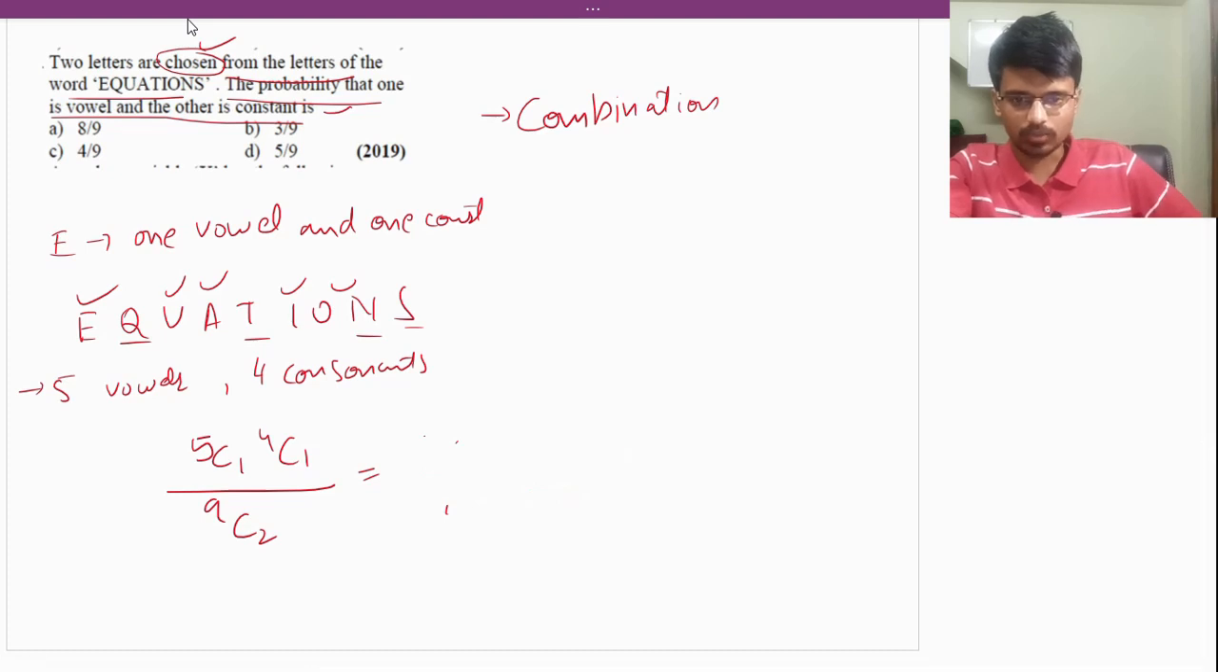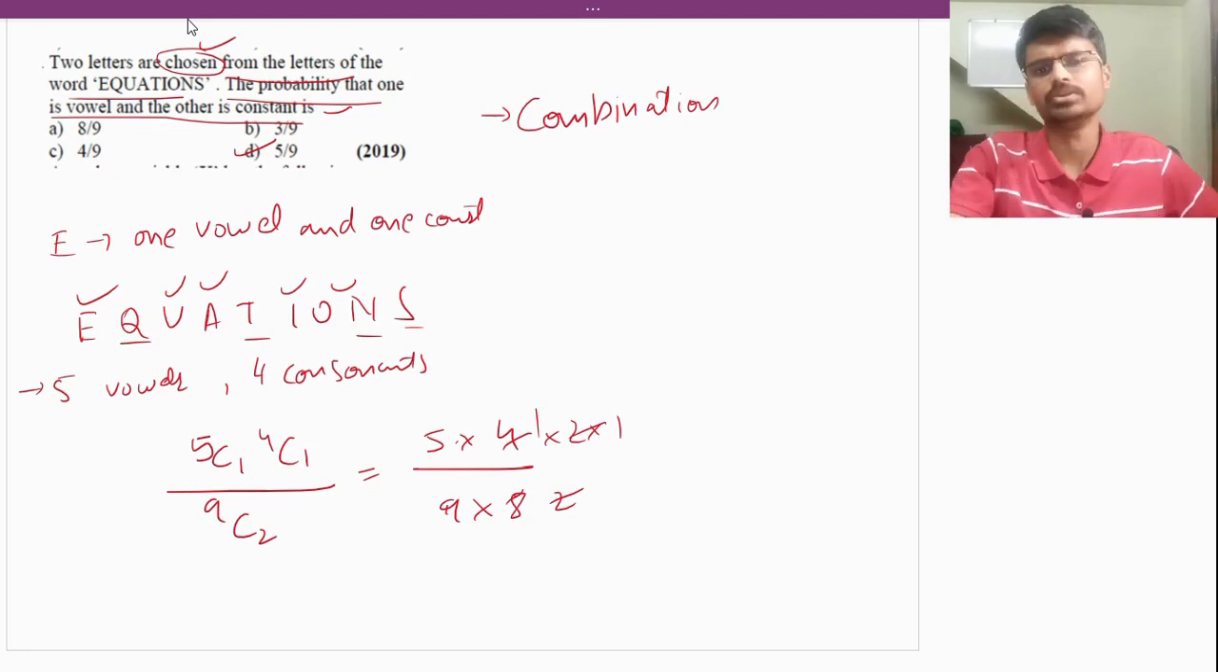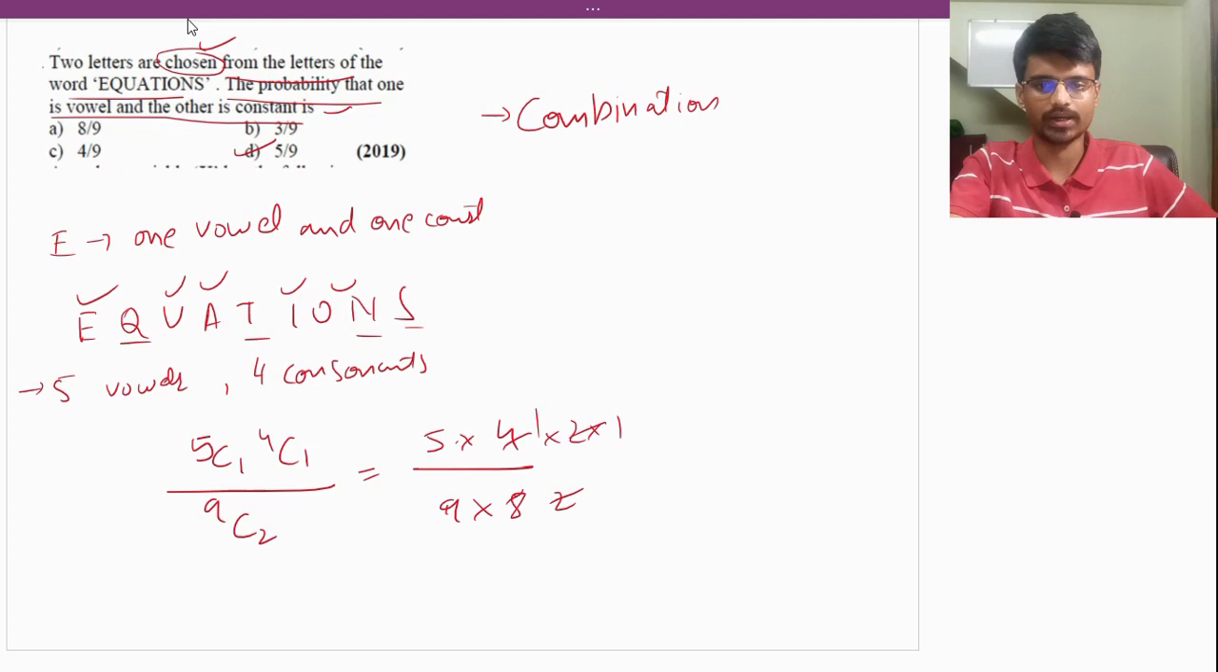So what do we get? 5 into 4, 9 into 8, 2 into 1, right? 4 ones are 4, twos are 2, 2 gets cancelled, 5 by 9. The correct answer is 5 by 9. Okay, so using the concept of permutation and combination, this question can be solved easily.